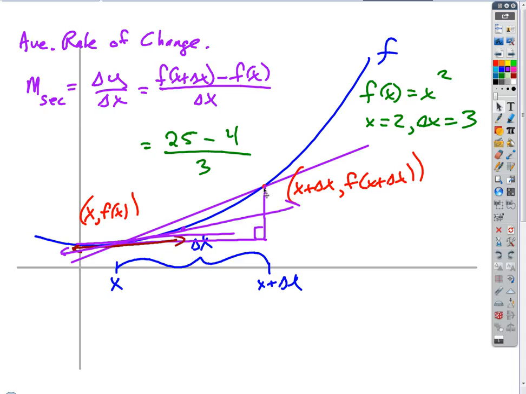F of x plus delta x. Okay, sure. That's the slope. Okay, but what is a secant line? Secant line. Not the slope of a secant line. Just in general, what is a secant line?